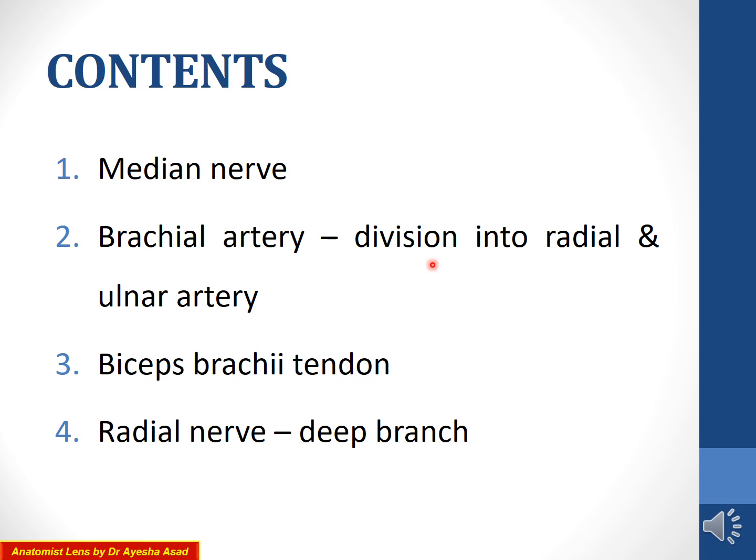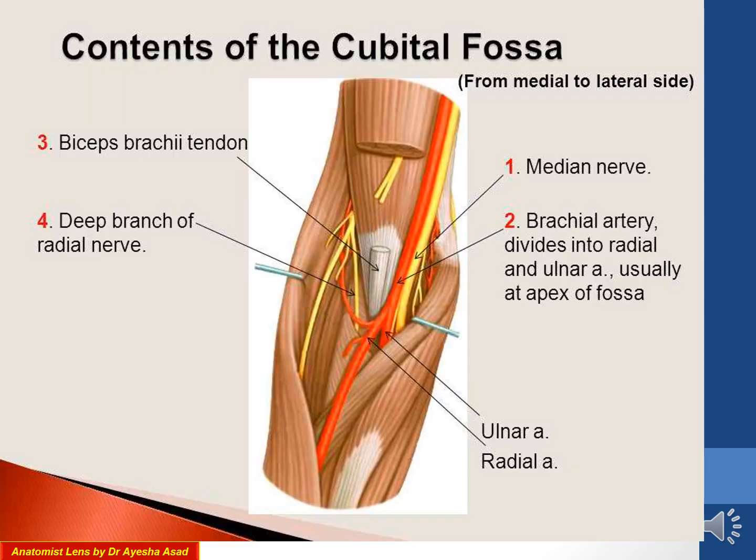The contents of cubital fossa include median nerve, brachial artery. Beta cubital fossa is the place जहाँ पर brachial artery divides into the radial and ulnar artery, biceps brachii tendon, and radial nerve deep branch. So these are the four contents: median nerve, brachial artery, where it divides into the ulnar and radial artery. Then is the tendon of biceps brachii and the deep branch of radial nerve.